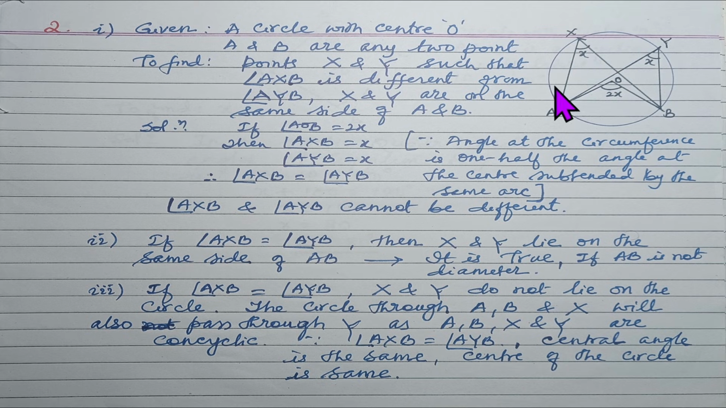Because angle AXB is equal to angle AYB, the central angle is the same, and if the central angle is the same, the center also will be the same, and therefore AXYB are concyclic, and the circle will pass through all the 4 points. So try to understand that. I think you have understood what I have spoken. So please go through whatever I have written here, read it, you will understand it better.